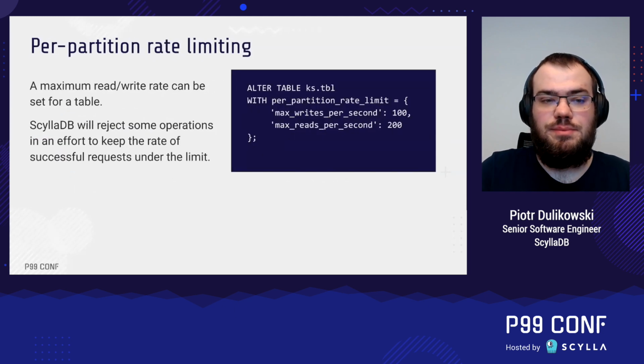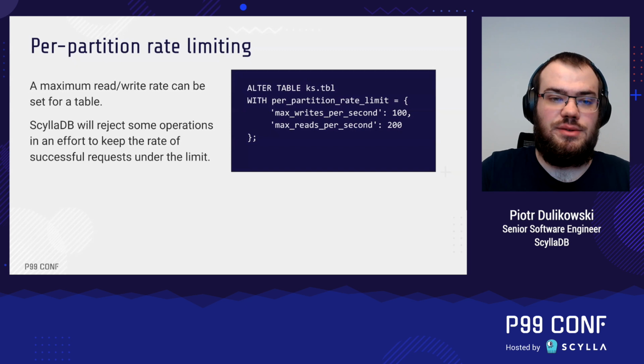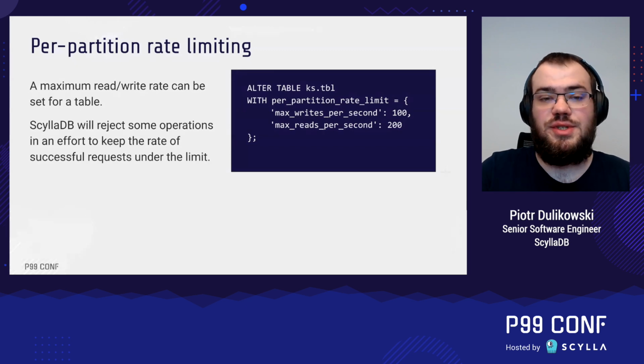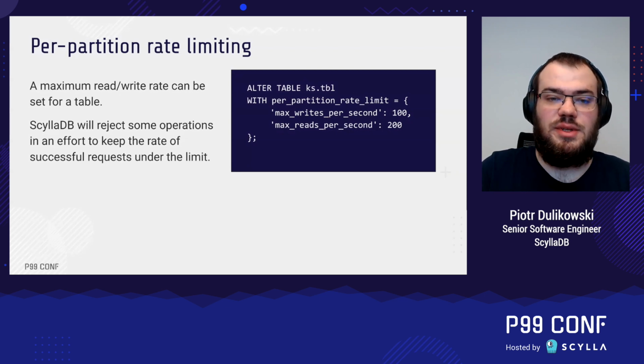In ScyllaDB 5.1, we implemented per-partition rate limiting, which follows that idea. For a given table, you will be able to specify a per-partition rate limit, separately for reads and writes. If the cluster detects that reads or writes for a given partition start exceeding the user-defined limit, it will start rejecting some of the requests in an attempt to keep the rate of unrejected requests below the limit.